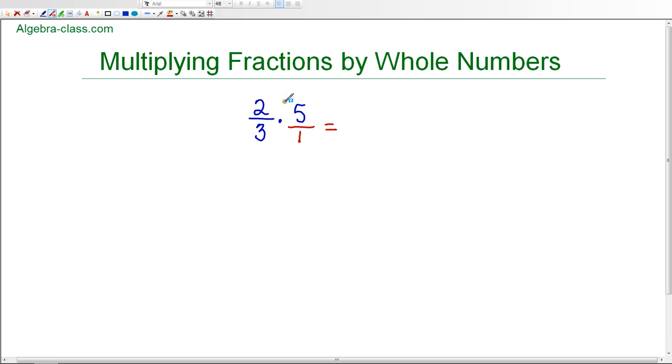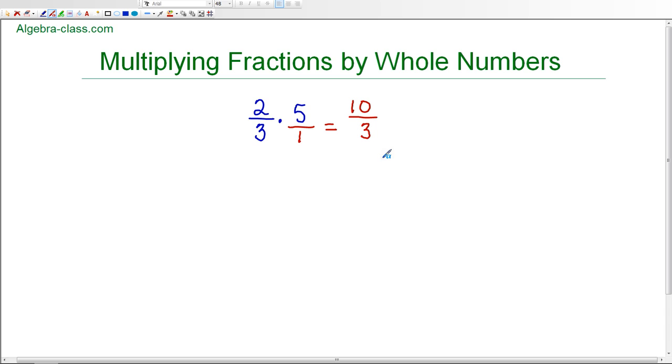I don't see any numerators that can be simplified with denominators. So I'm going to go ahead and multiply the numerators together. 2 times 5 is 10, and 3 times 1 is 3. So I end up with an answer of 10/3.